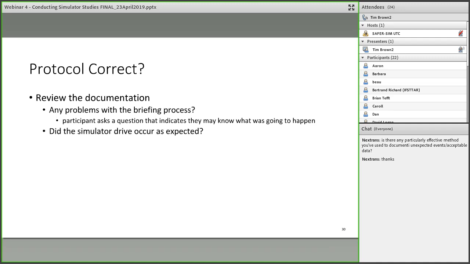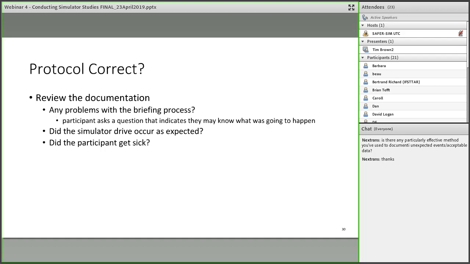Did the simulator drive occur as expected? We've tested these scenarios. We expect everything to work out okay, but sometimes the car that's supposed to slam on the brakes in front of the driver somehow winds up behind them because the driver did something unexpected during the drive. So we want to document those things, and that may mean that we don't want to include it in our analysis if the braking car drove through us in order to get in front of us so it could slam on its brakes.